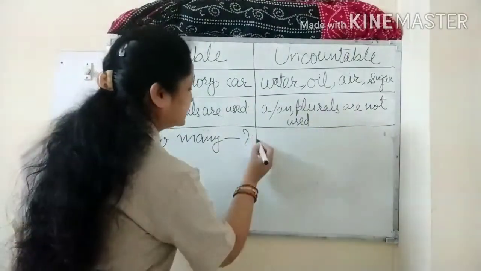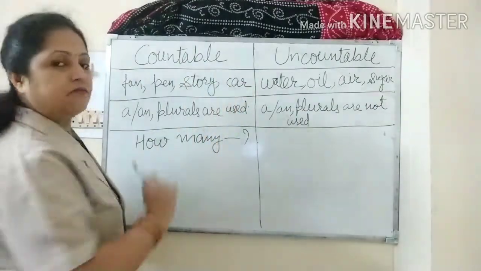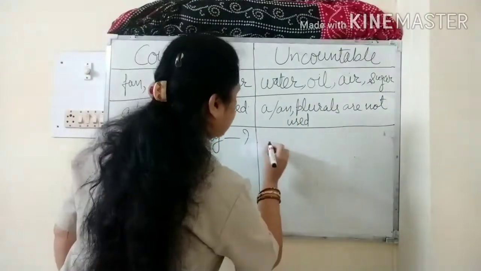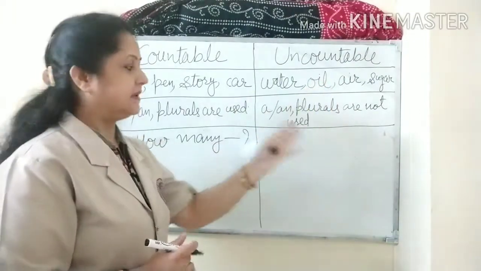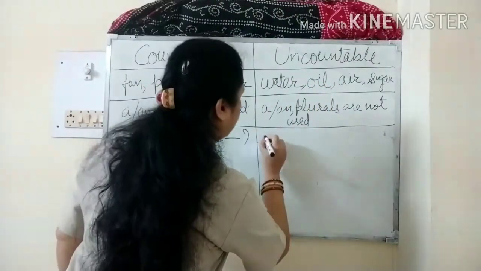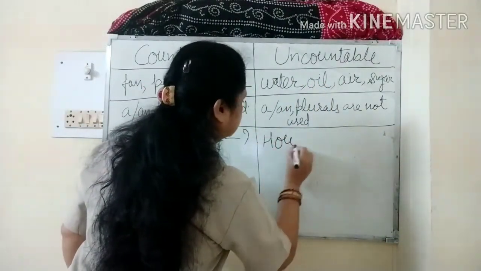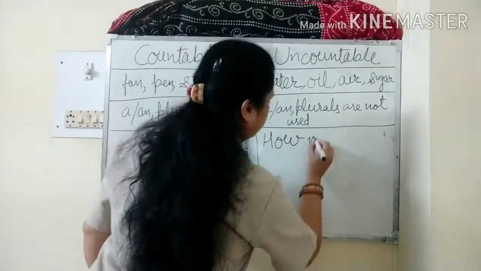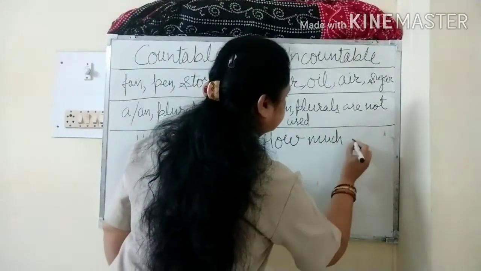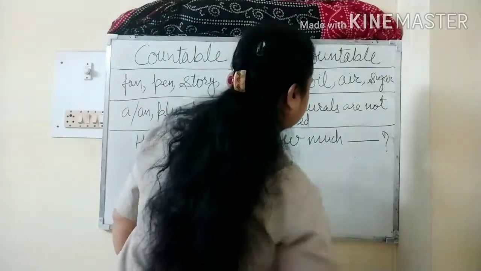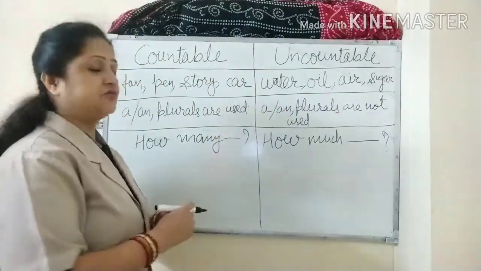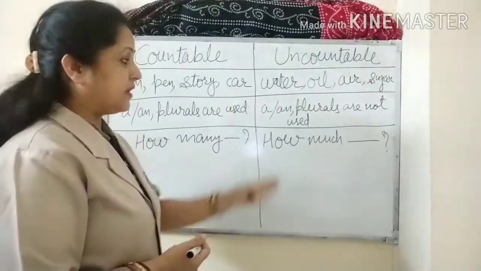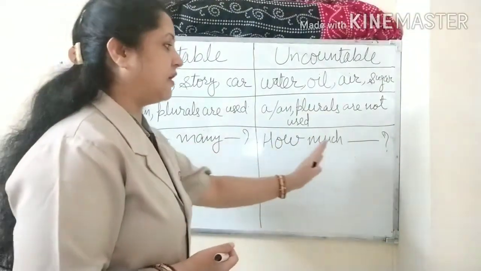And in case of uncountable nouns, as we have to ask about the quantity, the question will start with how much. Like, how much water is there in the glass, or how much sugar is there in coffee. So here the question starts with how much.